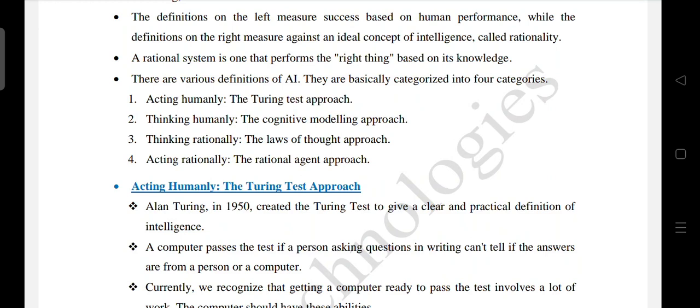1. Acting humanly, the Turing test approach. 2. Thinking humanly, the cognitive modeling approach. 3. Thinking rationally, the laws of thought approach. 4. Acting rationally, the rational agent approach.